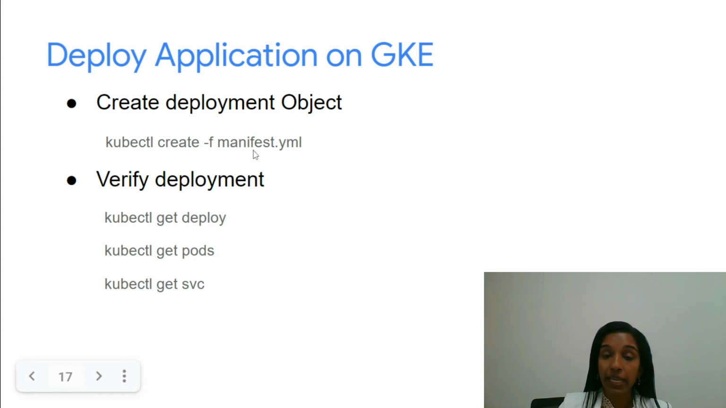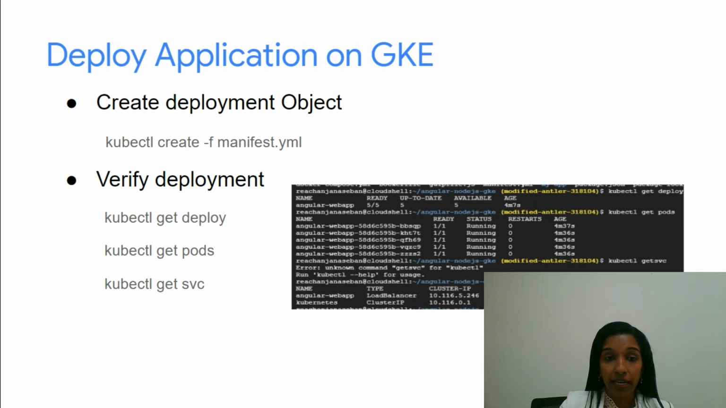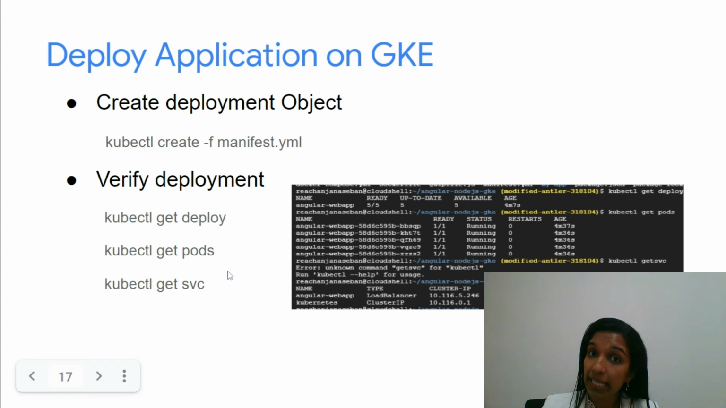Once we make all changes to our manifest file, we save our file, then we can create from our manifest file with kubectl create -f manifest.yml. Once we create it, we can verify what happened to our deployment. The kubectl get deploy command will help us to see what happened to our deployment. Then we can see the pod details using the kubectl get pod command. Then to access and see the details of our service, we can use the kubectl get service command.